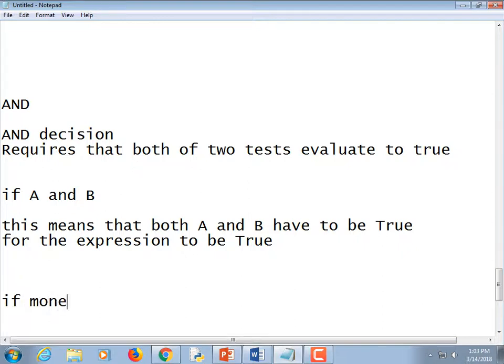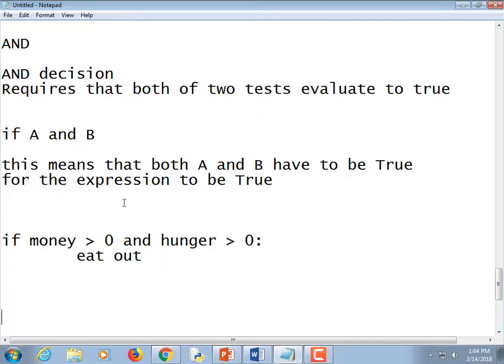So, if money greater than 0 and hunger greater than 0, eat out. They both have to be true. That's what and means. If only one of them is true, you're hungry but you don't have any money, well, you can't go eat out unless you can convince a friend to take you out. If you have money but you're not hungry, then you're not going to go eat out, unless you just want to go for the company. Anyways, so both of these would have to be true. This case would have to be true, and this case would have to be true.